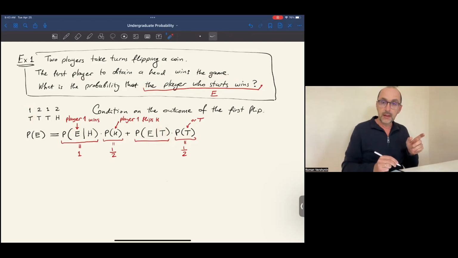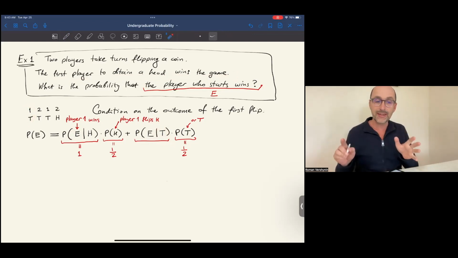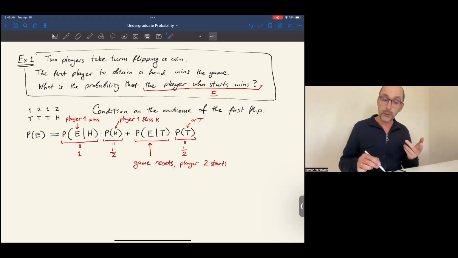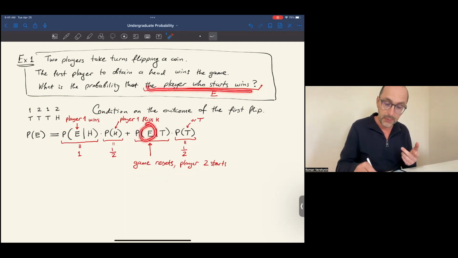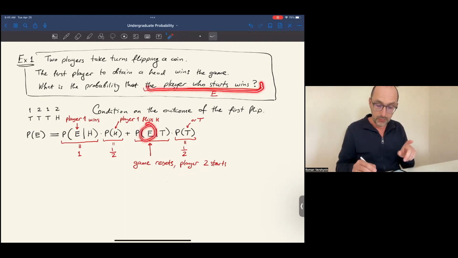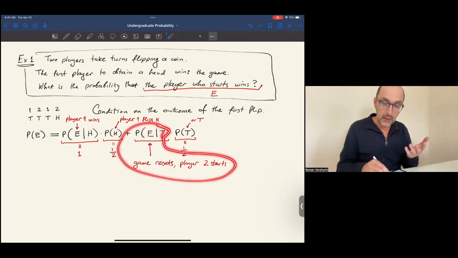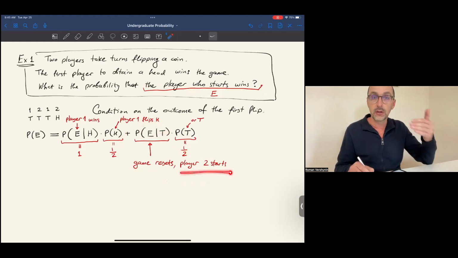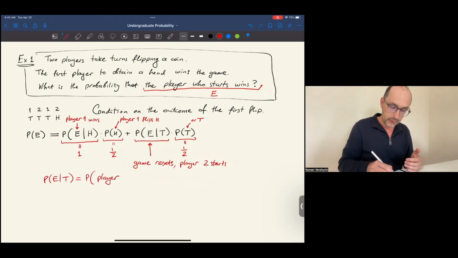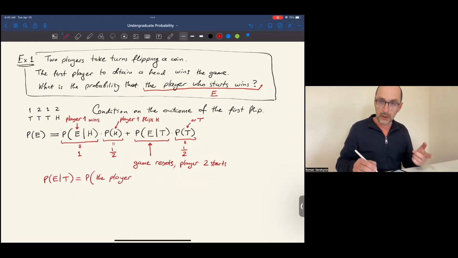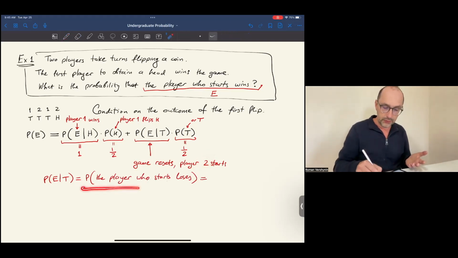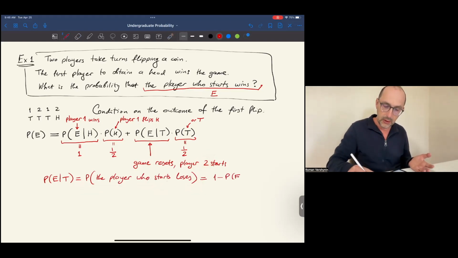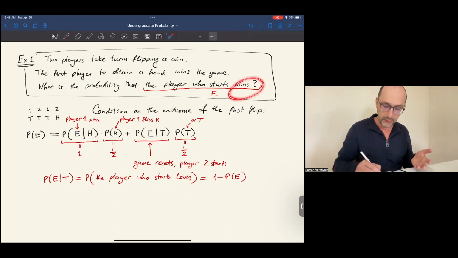Next, what happens if player 1 flips a tail? In that case, the game resets and player 2 starts the game now. We still want to compute the probability that player 1 wins, which means player 2 loses. So here is the probability that with this new game, when player 2 starts, that player loses. In other words, this is the probability that the player who starts loses. And that is just the complement of the probability of E, the player who starts wins.